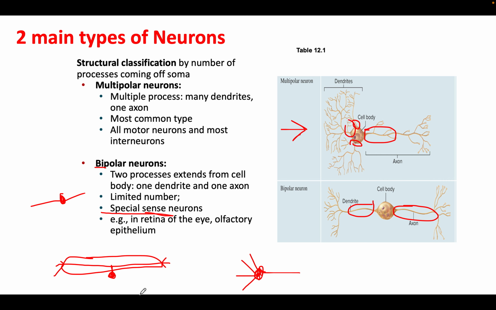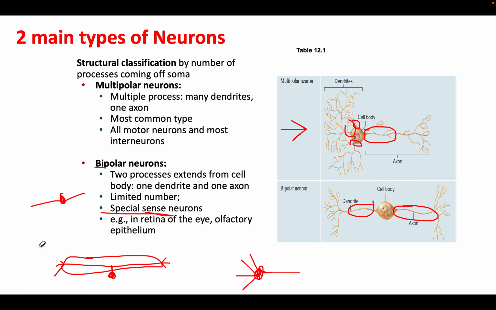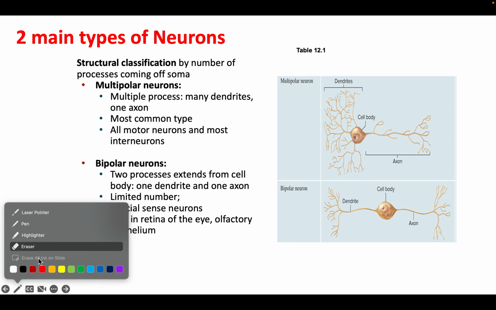Now, in our bodies and in humans, our sensory neurons for our general senses coming into our spinal cord, bringing sensory information back to the central nervous system, are of the unipolar variety. Okay. So let's see here. Let's erase all this. All right.